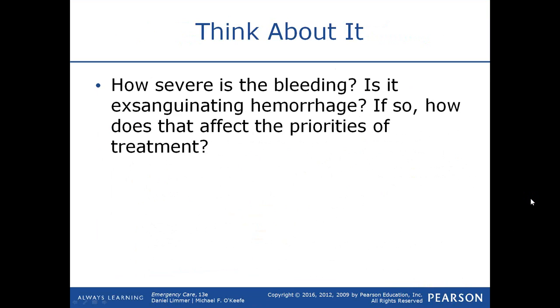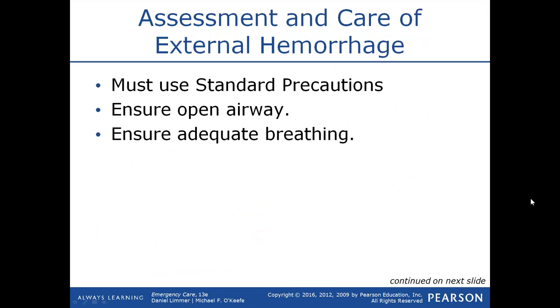We're taught the ABCs in assessment, where we look at airway and then breathing and then circulation. But in a patient who has exsanguinating hemorrhage, your first step, again, after making sure the scene is safe, is a tourniquet to control massive hemorrhage from an extremity, but then perhaps a junctional tourniquet or very strong direct pressure, almost like standing on it for junctional hemorrhage if you don't have a junctional tourniquet.